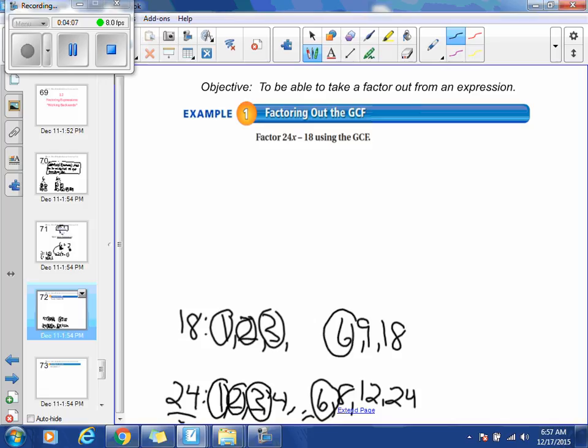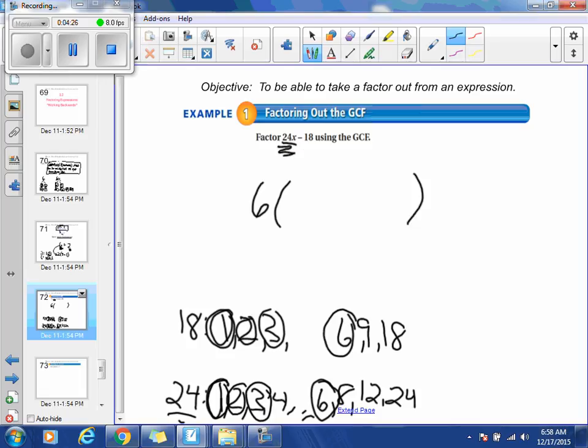And they both have a 6. And that's where we stop. So we should always try and factor out the greatest common factor. So here are the common factors. The circled ones are common, things they have in common, things that are the same about them. So now we just want the greatest of those common ones, which is 6. So we're going to take 6 out.